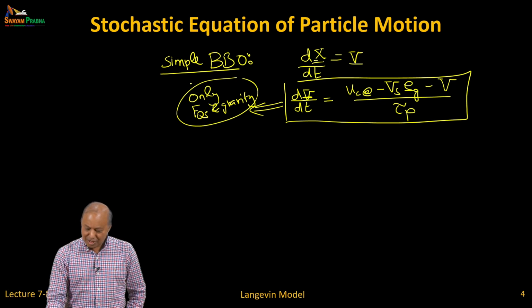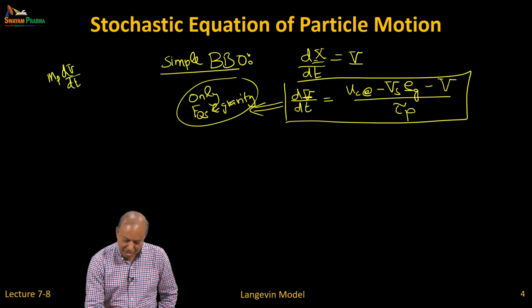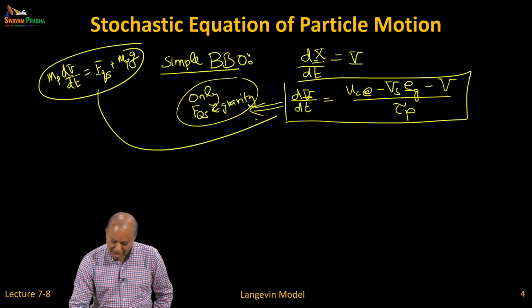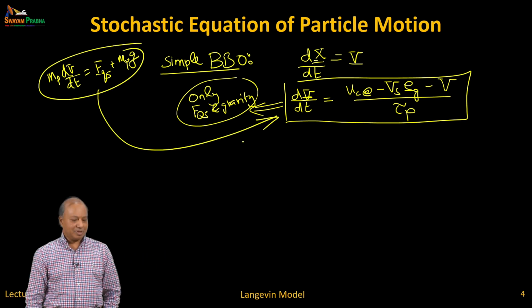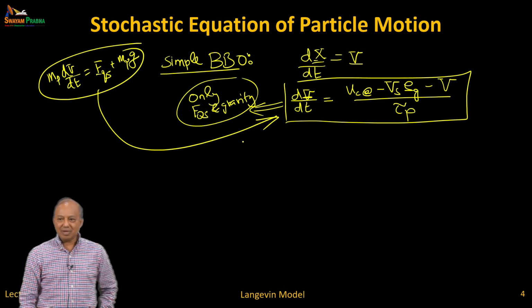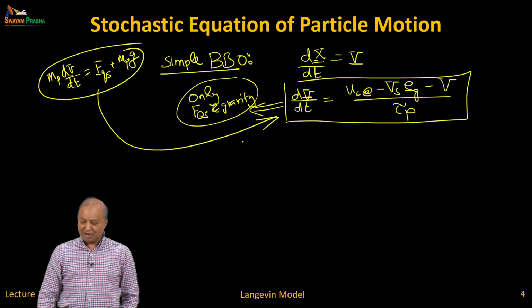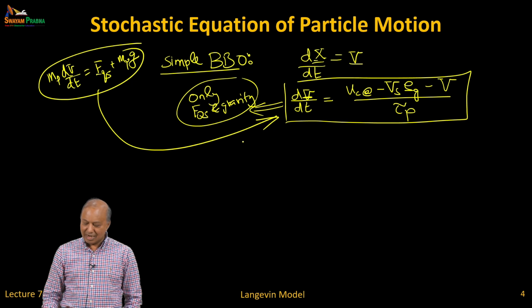Now this is non-dimensionalized because you have an equation: mass of the particle times acceleration equals quasi-steady force plus m_p g. This is the equation. When I non-dimensionalize, it becomes like this. When I substitute for quasi-steady and divide by the mass of the particle, you get this equation.